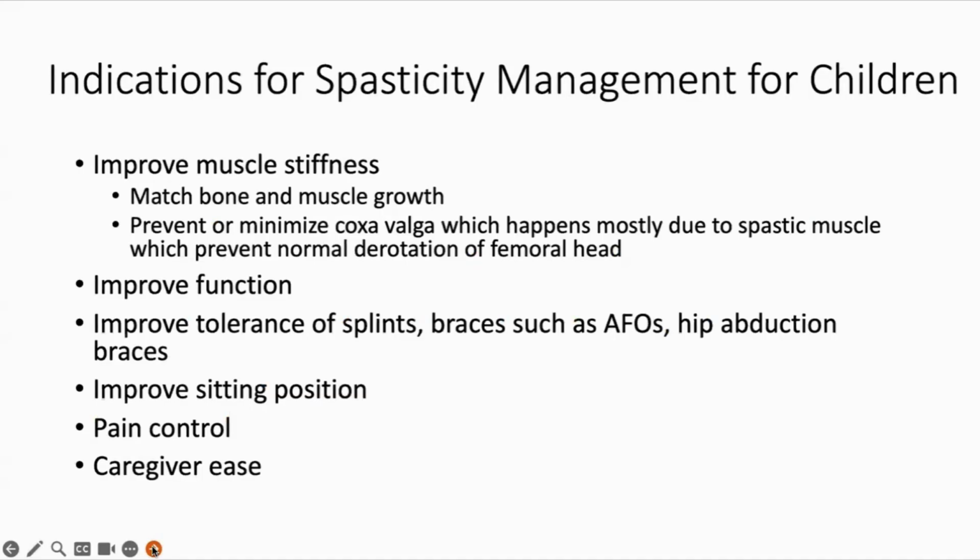Indications for spasticity management are to address specific goals or needs that impact patient care and function. Improvement in muscle stiffness helps match the bone and the muscle growth. It helps prevent or minimize coxa valga, which occurs due to spastic muscles preventing normal derotation of the femoral head. Other goals may be to improve the sitting position, to have better fit of braces, or improved function, like improved gait after botulinum toxin injections or improved ability to type on a keyboard. Pain control may be improved with spasticity management.